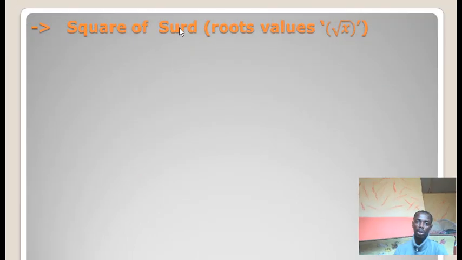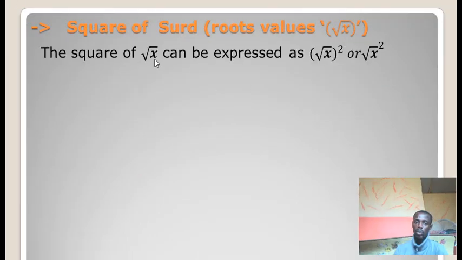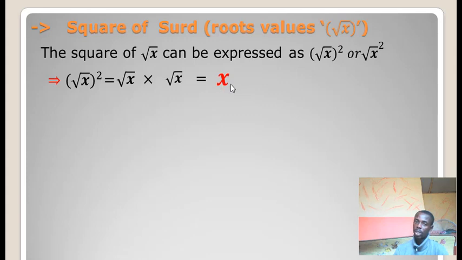Alright, squares of surd or roots values. So the square root of x, or root x, can be expressed as root x raised to the power of 2, or this. Still the same way, either the one here or the one here, they are still root x raised to the power of 2. Okay, and how do we go about that? If you want to express this, a way of expressing this simply means root x multiplied by root x, and the answer there is x itself. So the root of a value multiplied by the root of the same value, the answer is the value. Please take note of that, it's very important.